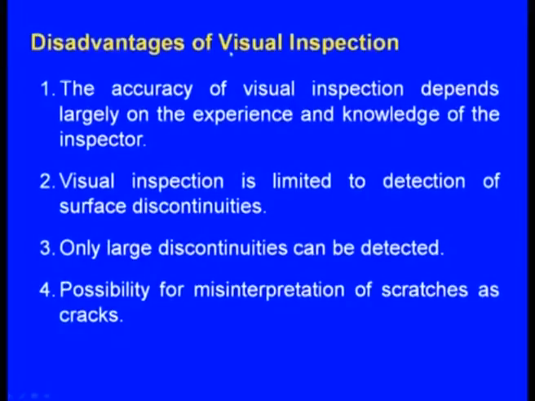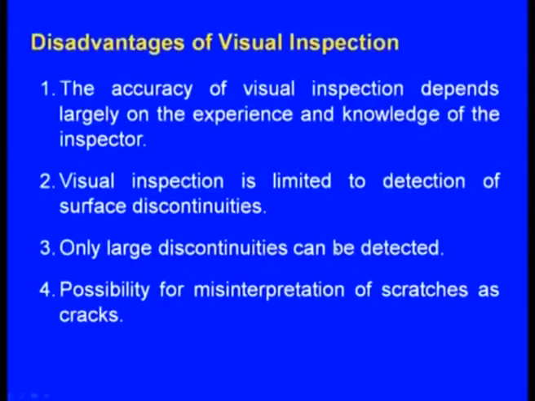Now, these are the disadvantages or drawbacks of visual inspection. The accuracy of visual inspection depends largely on the experience and knowledge of the inspector. So, the inspector should have enough knowledge and experience. Next one, visual inspection is limited to detection of surface discontinuities. Only surface discontinuities can be detected. What about internal cracks or internal blowholes? Those cannot be detected using visual inspection, naturally.